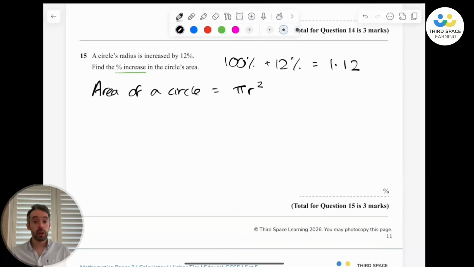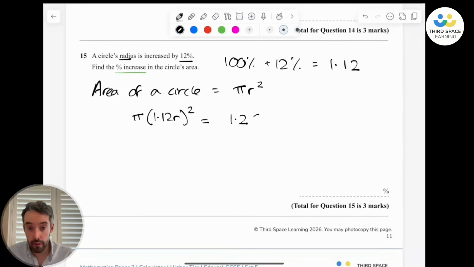However, if we're going to increase the radius by 12%, that means that the radius r is going to be multiplied by 1.12. So that's going to be pi multiplied by 1.12 lots of r squared. Well, what is 1.12 r squared times pi? Well, that's going to be 1.2544 pi r squared. So this is the multiplier.